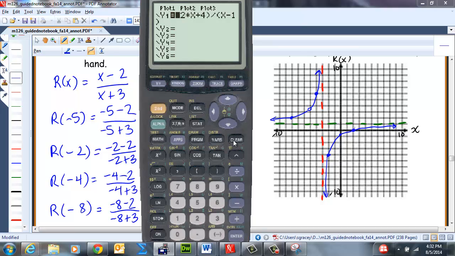So let's clear this one out. And our original function was x squared plus 3x minus 10, and we're going to divide that by x squared plus 8x plus 15. So let's see what it looks like.